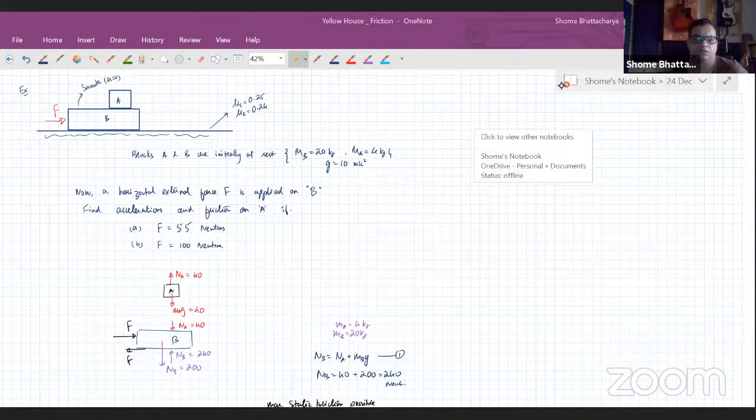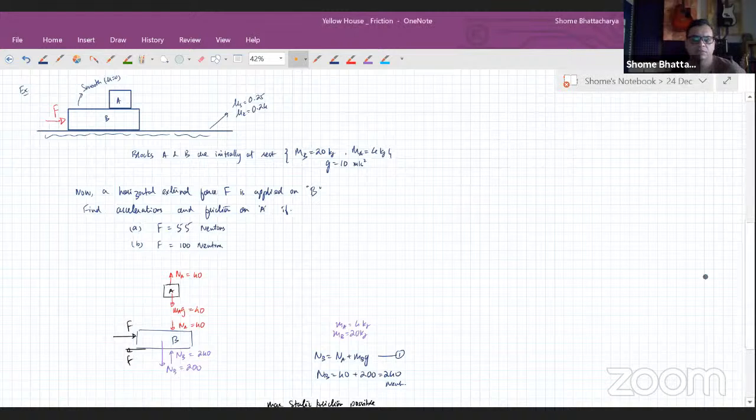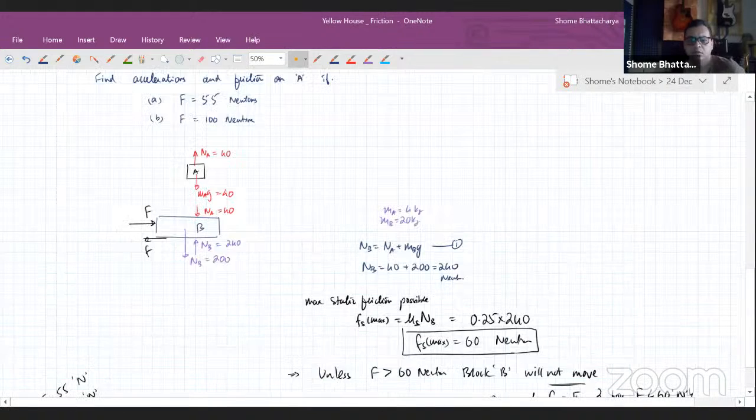Okay, you understanding, Prince? B is the heavier block, but even if the masses were interchanged, the normal reaction at the ground would have been the same. So the answer for part A would be the same. Now let's work out the individual parts.